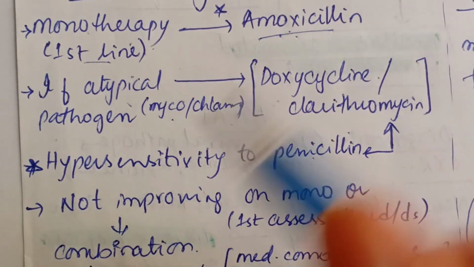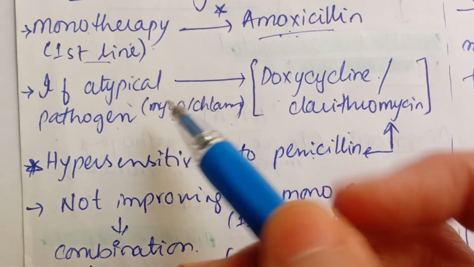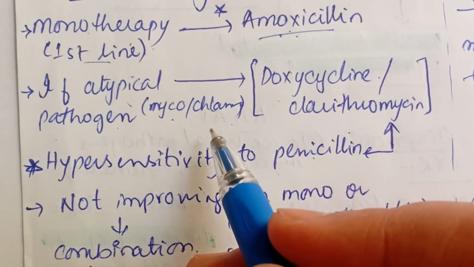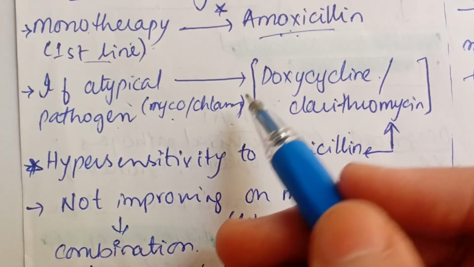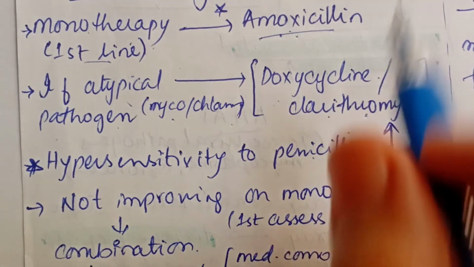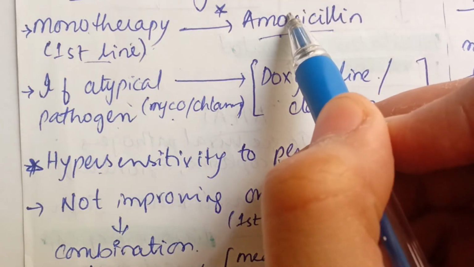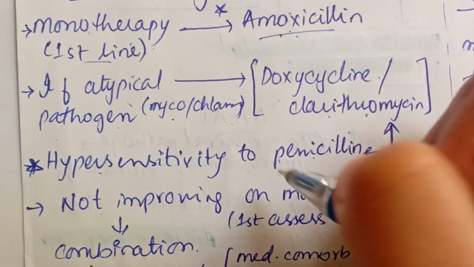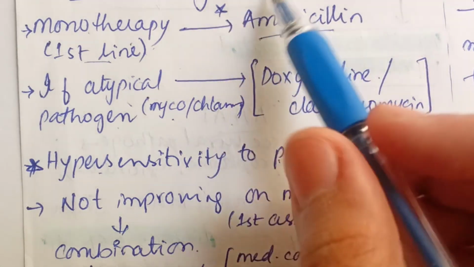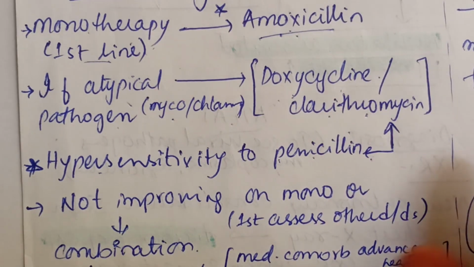community acquired pneumonia. But if you are suspecting the atypical pathogen, or you have the results of culture and the pathogen is atypical, that is Mycoplasma or chlamydia, we are going to give the patient the doxycycline and clarithromycin. Also, if the patient has hypersensitivity to penicillin, we cannot administer the amoxicillin. And in place of amoxicillin, if the patient is hypersensitive to penicillin, the first line treatment for low severity community acquired pneumonia would be doxycycline or clarithromycin.